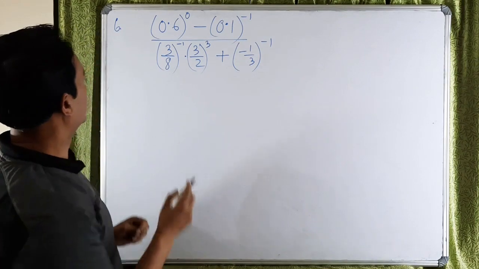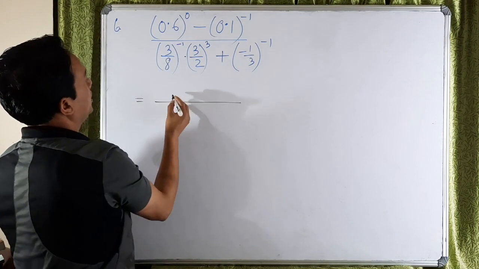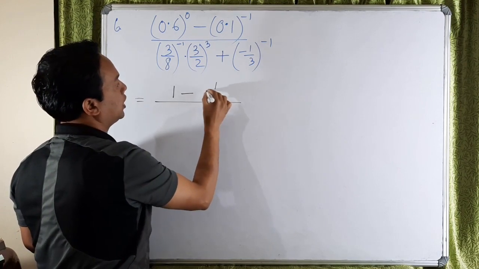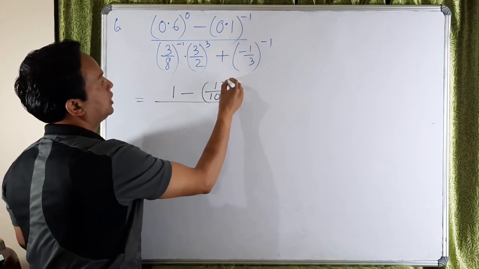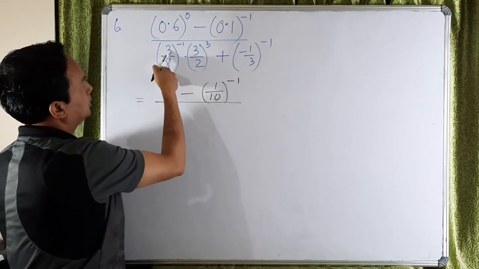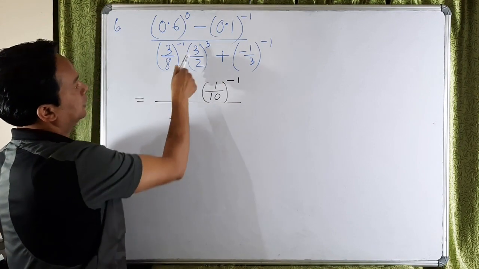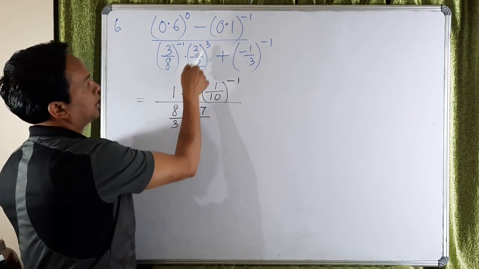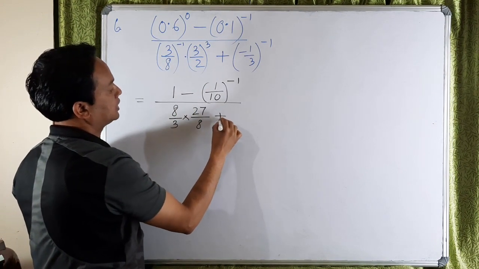Now let's look at one more question. Here we have 0.6 to the power 0, which will be equal to 1, minus 0.1, which can be written as 1 by 10. After the decimal 1 place, so 10 to the power minus 1. Below we have, this base is not the same, so we'll just make this one reciprocal. 3 by 8 to the power minus 1 will become 8 by 3 power 1. And here, this 3 cube will become 27, 2 cube will be 8. This is multiplication, so we'll multiply this, plus.